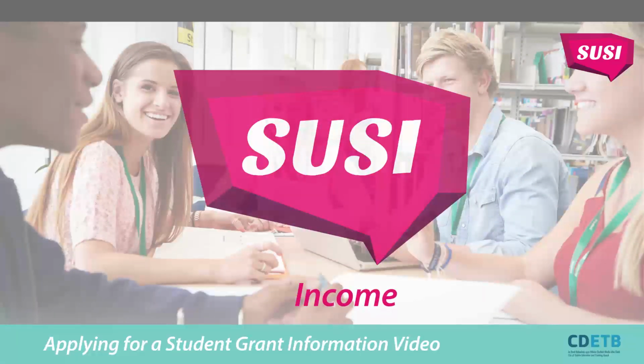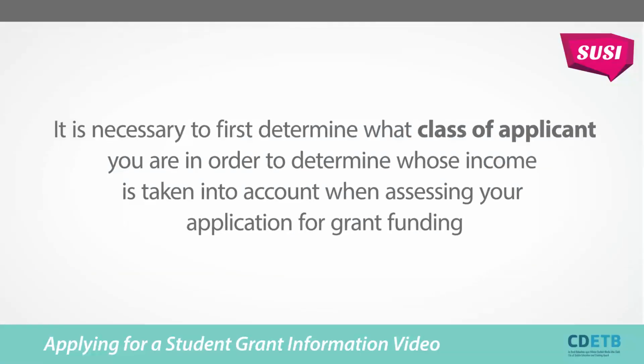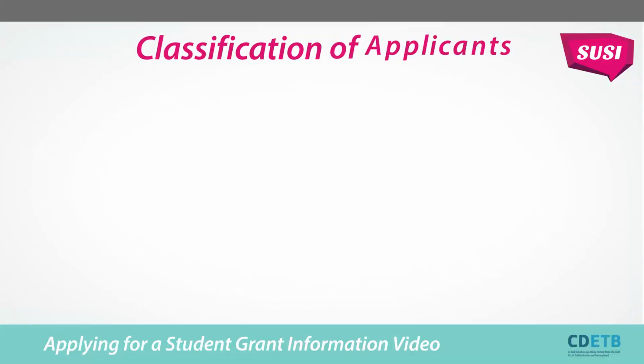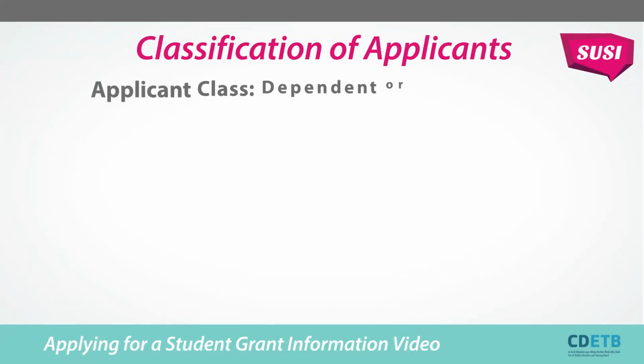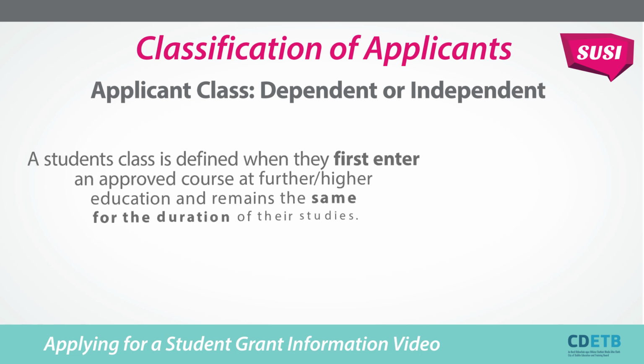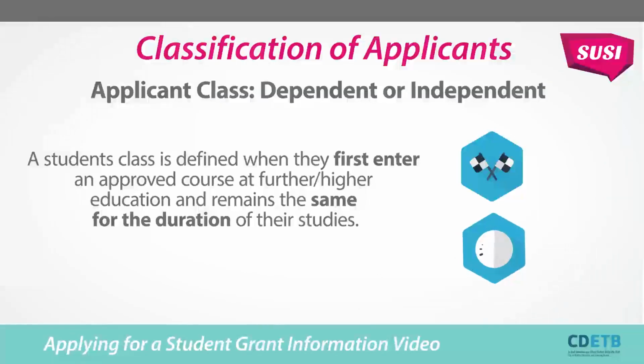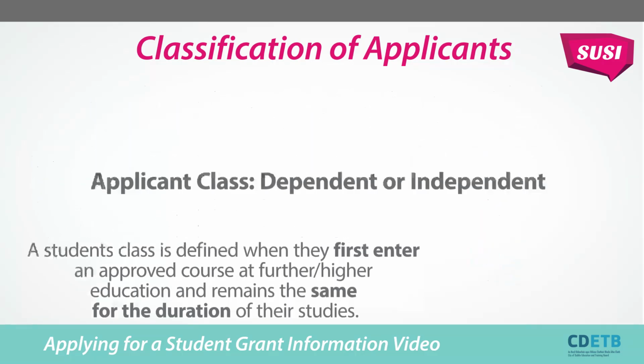Income. It is necessary to first determine what class of applicant you are in order to determine whose income is to be taken into account when assessing your application for grant funding. Classification of applicants. Applicant class, dependent or independent. A student's class is defined when they first enter an approved course at further or higher education and remains the same for the duration of their studies.